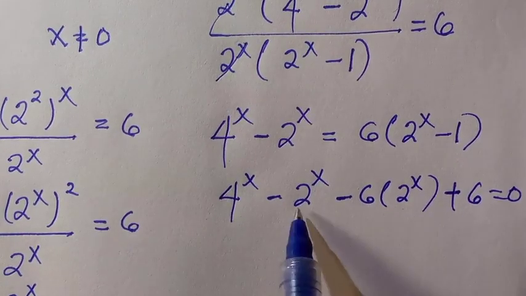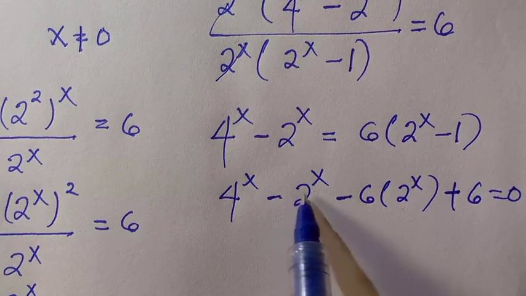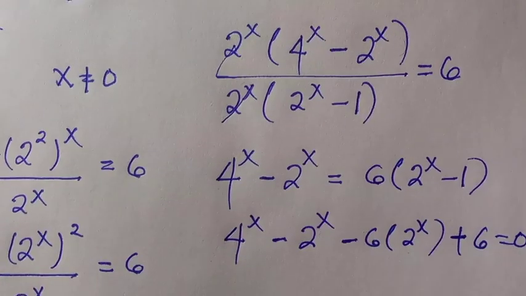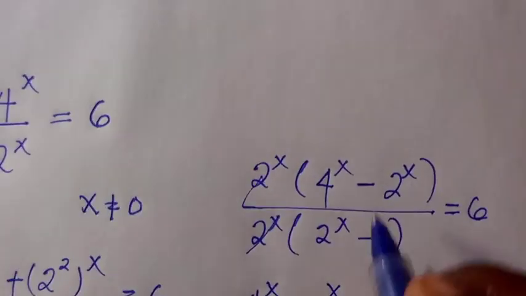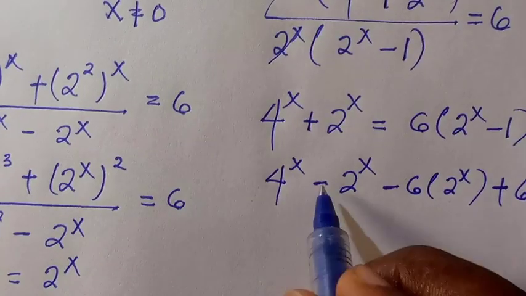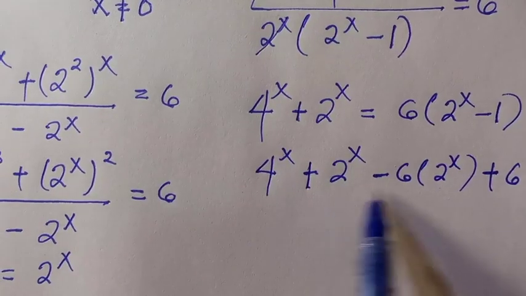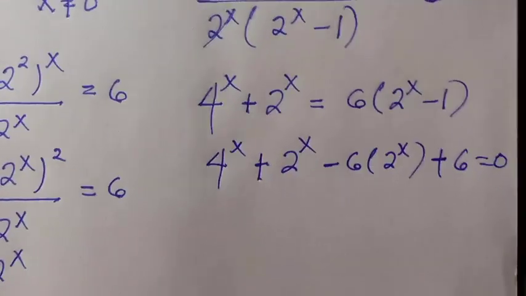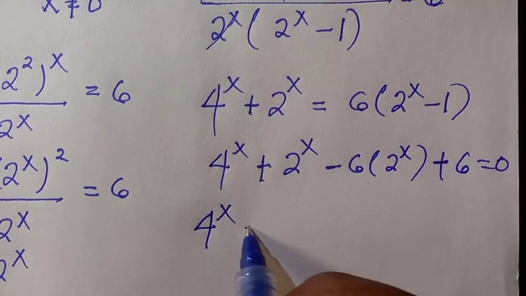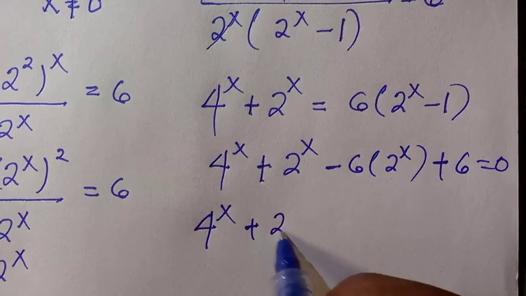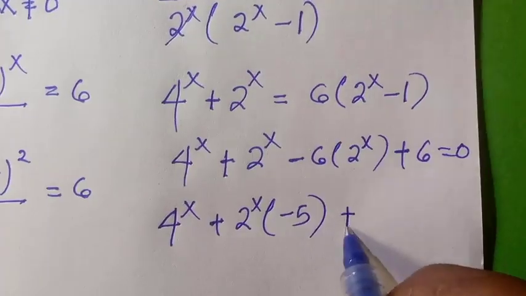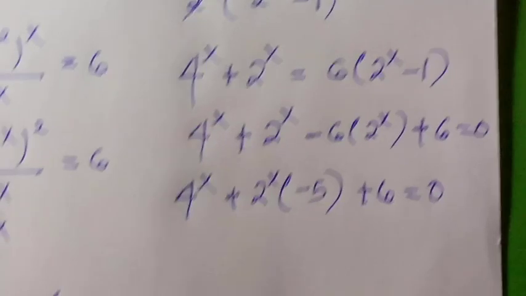So with this one, we have minus 2 to the power x. And here is, alright, I think I made a mistake here. Here is plus. So when we factor out 2 to the power of x, we are going to have 4 to the power x, and taking out 2 to the power of x, we are left with 1 minus 6, which is minus 5, plus 6 equals 0.